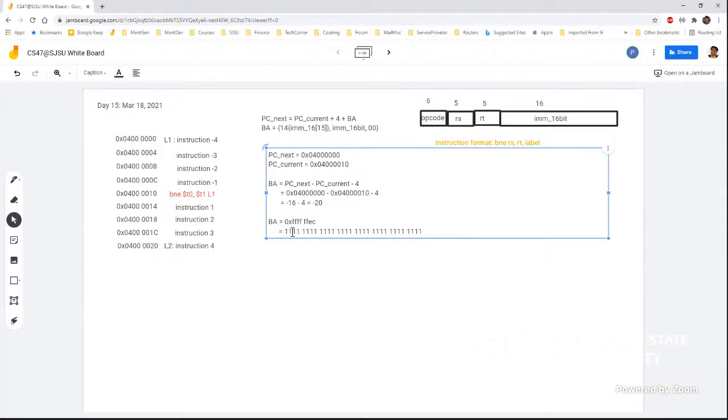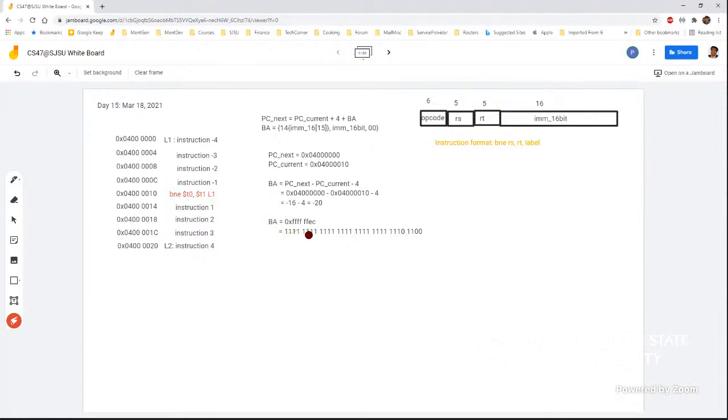It's like this. This is F, F, F, F, F, F, F, F, F, F. Okay, this is F, F, F, F, F, F. Now E and C. C is this. Now is it 20? Is it 32-bit? Let's count. 4, 8, 12, 16, 20, 24, 28, 32. Okay, good. So this is my 32-bit.